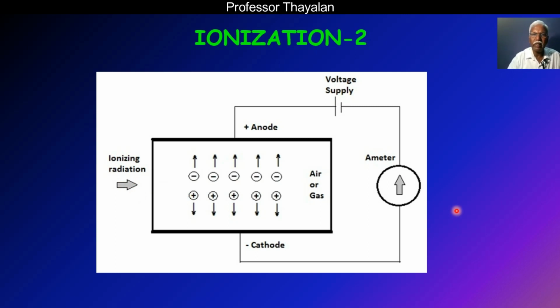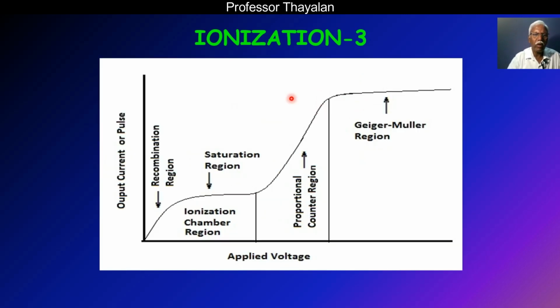Now what will happen? We can vary the voltage of the ion chamber. Taking the x-axis as the various applied voltage, you can measure the ionization current or pulses on the y-axis.